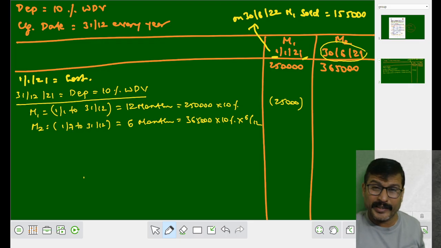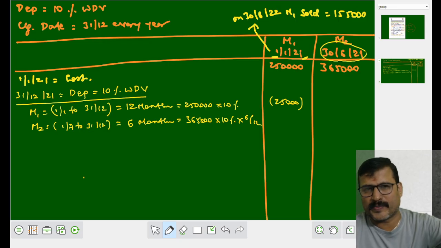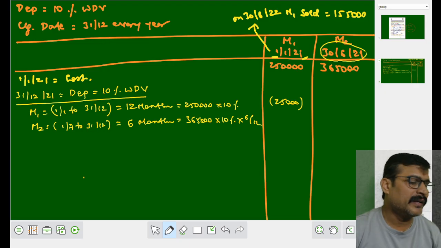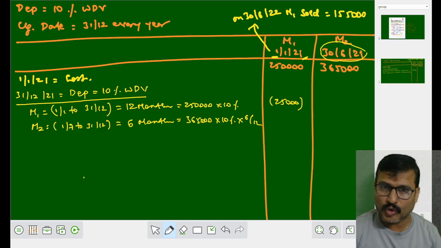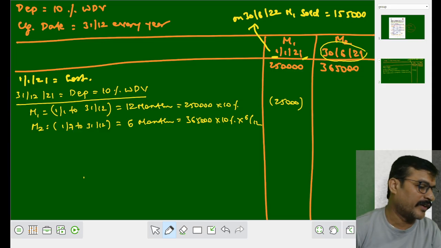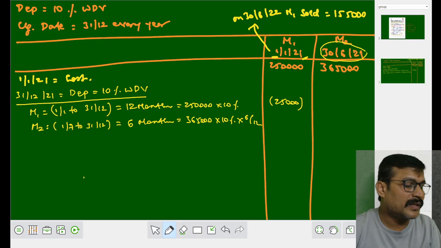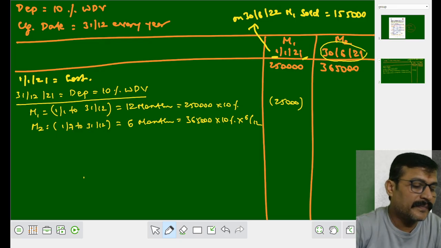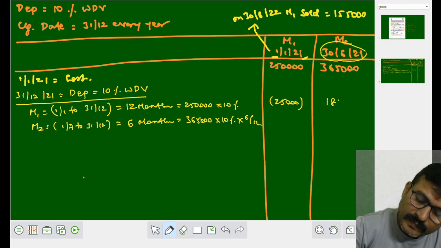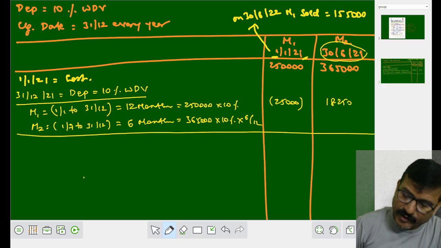No need to write all these explanations. You can write directly in your notes, my dear student. But since I am going for a YouTube explanation, if I write directly, you people will face difficulty in understanding. That's why I am writing so clearly. So 3,65,000, 10%, 6 months, it comes to rupees 18,250.